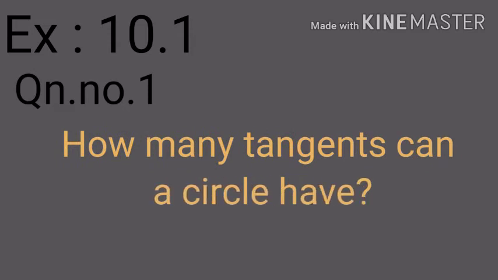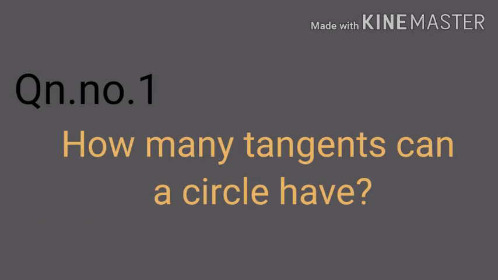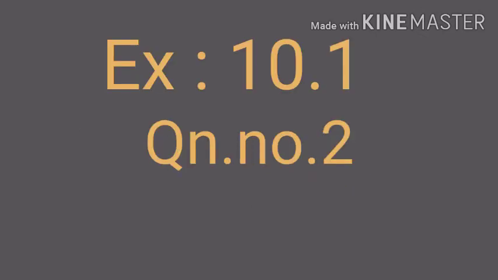Now we have to discuss exercise 10.1. Question number 1: How many tangents can a circle have? We already know that there are many points on a circle, so we can draw infinitely many tangents. For a circle there are infinitely many tangents, but through a point there is one and only one tangent. Clear?